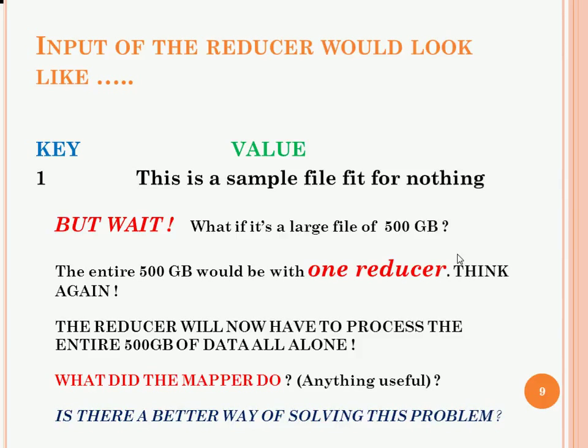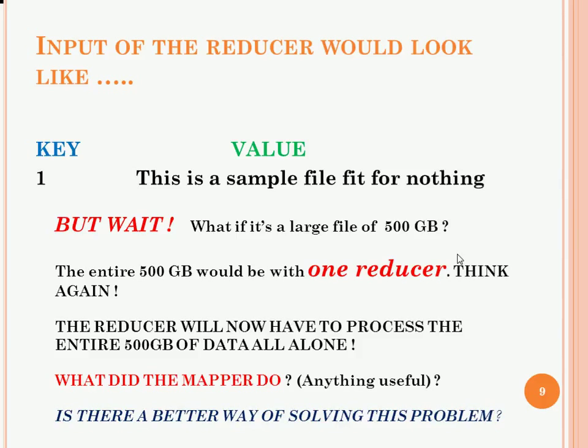So what did the mapper do? Did the mapper do something useful? Definitely not. So what is the reducer going to do? It's going to process the entire 500 GB file in one single data node. The whole purpose of distributed processing, Hadoop, and MapReduce fails over here. So this is an example which I deliberately included to show you how not to use MapReduce.